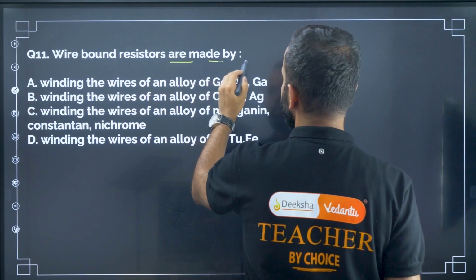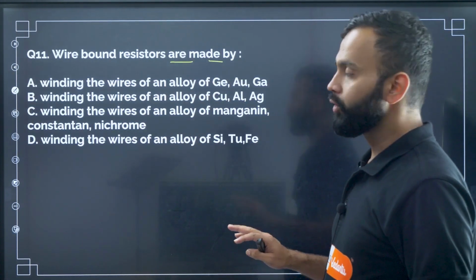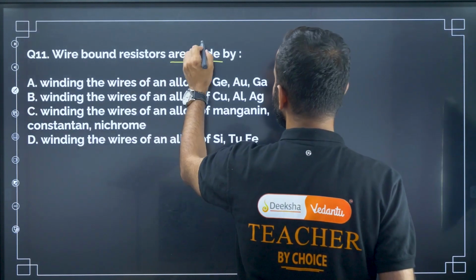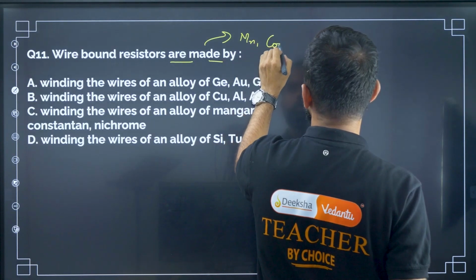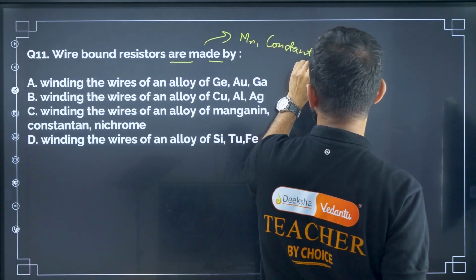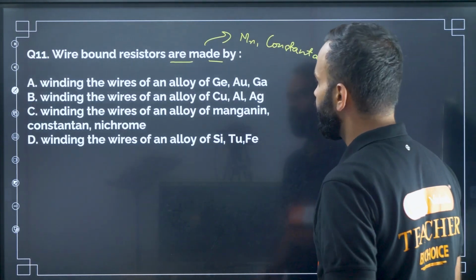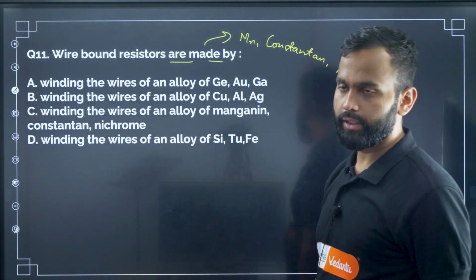Next question, question number 11. Wire wound resistors are made by. This is a direct, memory based question. These wire wound resistors are made by manganin, constantan, and nichrome. So why are they using alloys of manganin, constantan, and nichrome?